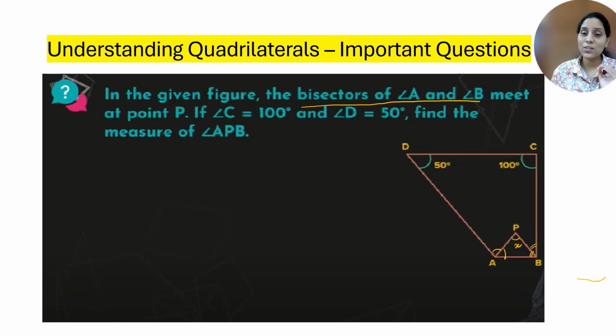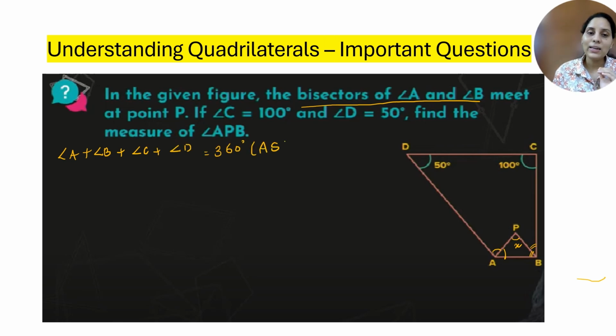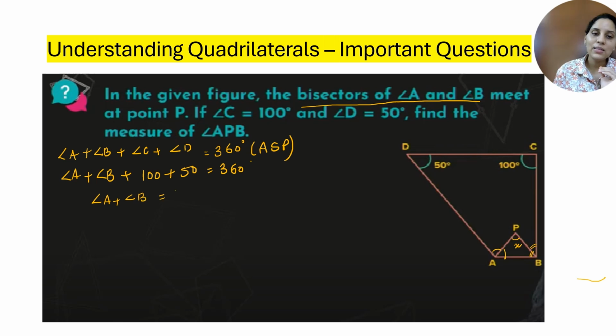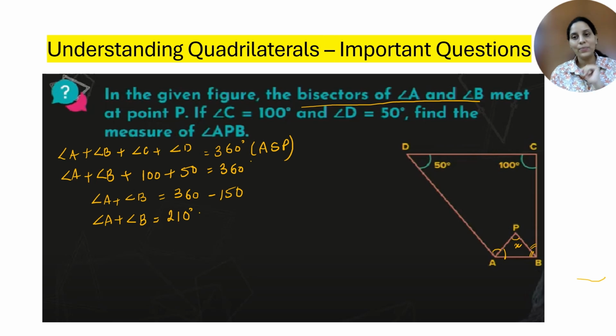Now, since we know it's a quadrilateral, we can write A plus B plus C plus D is equal to 360, angle sum property. Now, A and B we do not know, plus C is 100, D is 50 is equal to 360. So from this we get A plus B is equal to 360 minus 150. So we get A plus B is equal to 210 degrees. But we need to find X.